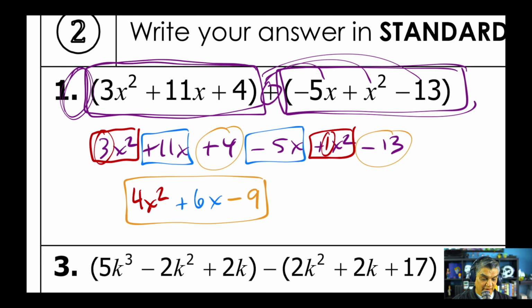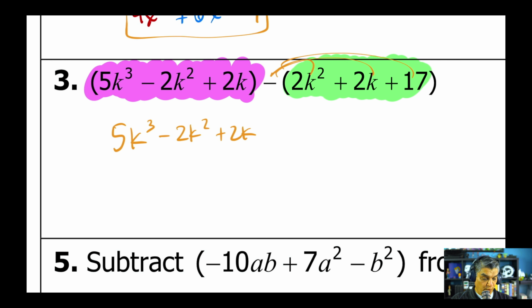And now we look at the second polynomial. It's in parentheses, so it's grouped together. So this trinomial, this quadratic trinomial. And since I have a minus in front of it, I need to distribute that minus. And so minus 2k squared minus 2k minus 17.